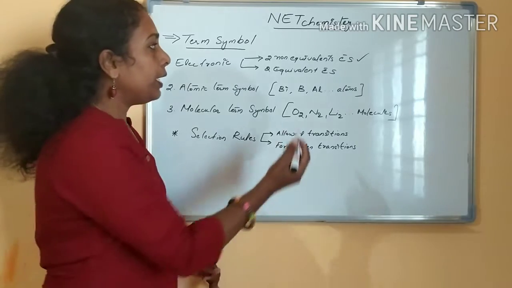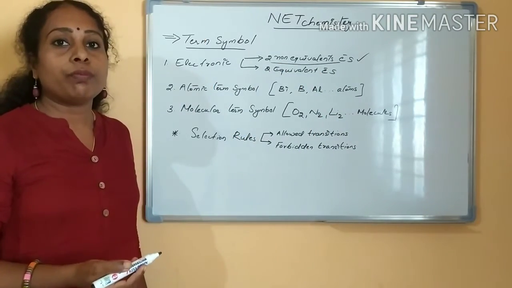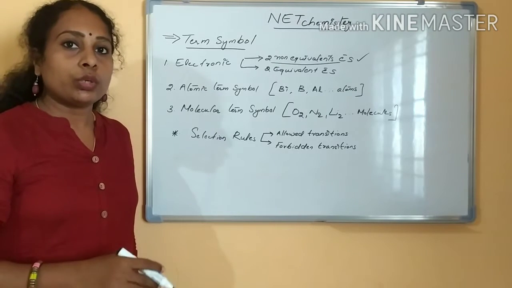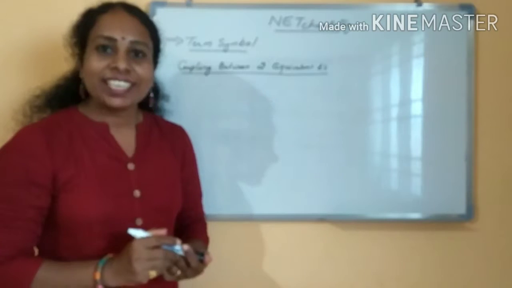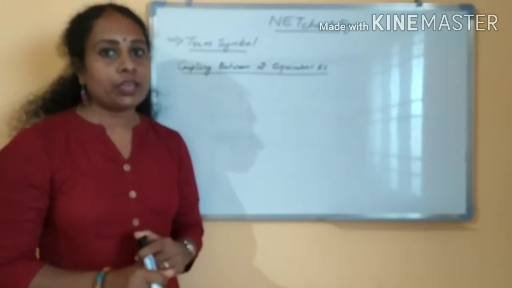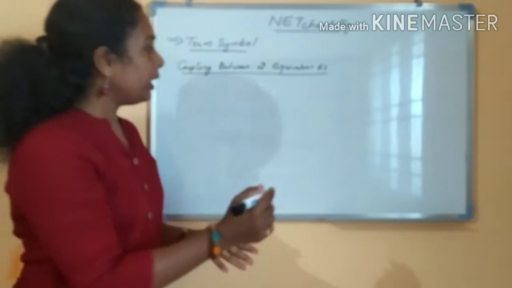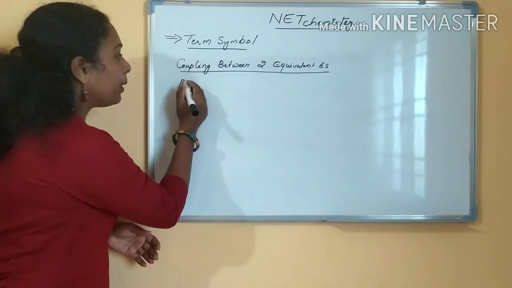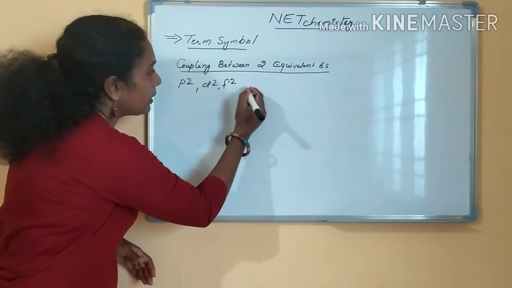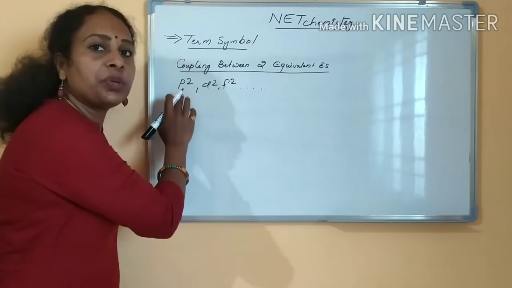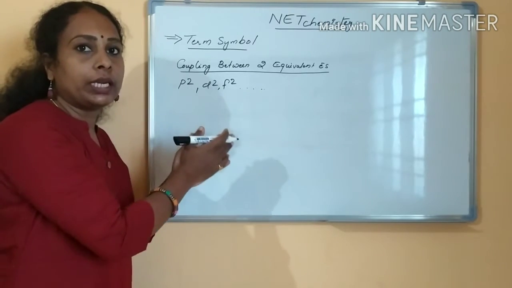Already done with two non-equivalent electrons. Now, how to calculate the term symbol for equivalent electrons. Shall we start? Yes, we will see coupling between two equivalent electrons. What is an equivalent electron? As I said in the last video, it is like p2 coupling, p orbital, d orbital, f orbital, etc. It is between two equivalent electrons. How to calculate the coupling between two equivalent electrons?